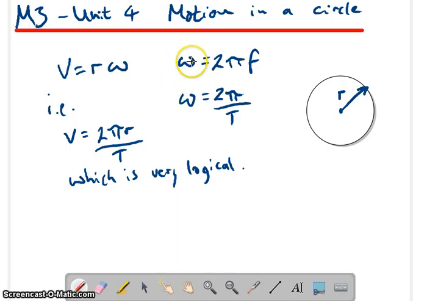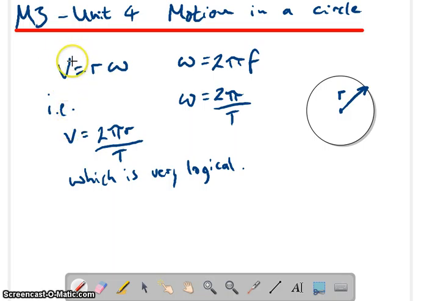Omega is defined as the angular frequency. Now, if you express the angle of a circle in radians, it's 2 pi. So it's 2 pi, the number of the angle, multiplied by the frequency, hence angular frequency. It can be calculated using the time taken for a complete revolution, or it can be calculated from the frequency.